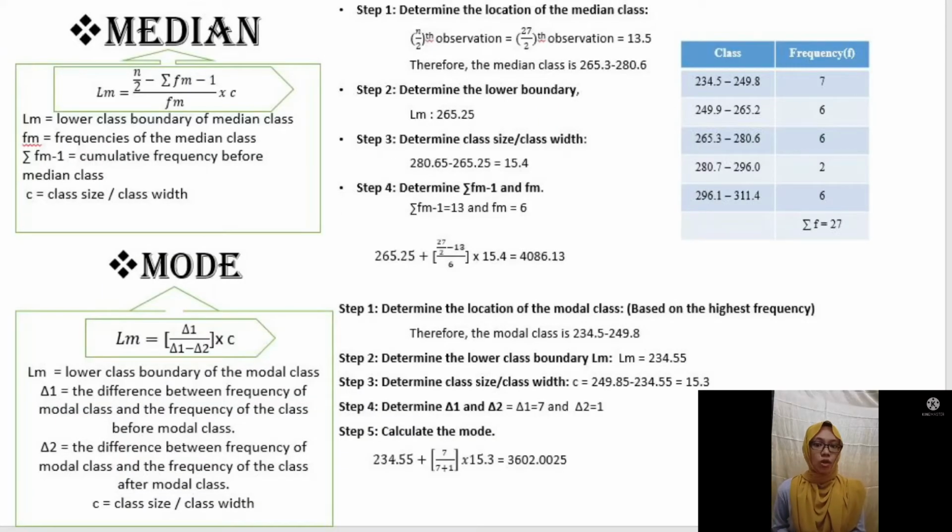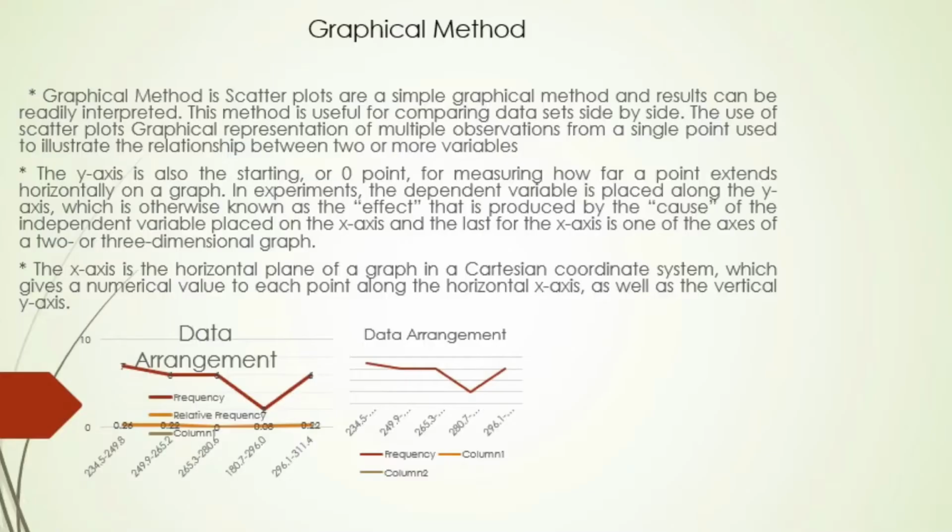Median is the value of the middlemost observation obtained after arranging the data in ascending order. Here is a formula for median. Last is mode. Mode is the value which appears most often in the given data observation, with the highest frequency. Here is a formula for the mode.